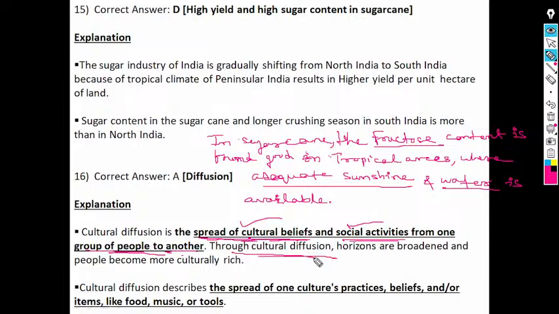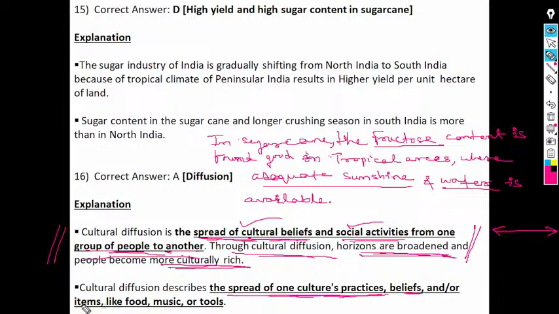Through cultural diffusion, horizons are broadened and people become more culturally rich. Cultural diffusion describes the spread of one culture's practices, beliefs, and items like food, music, or tools.